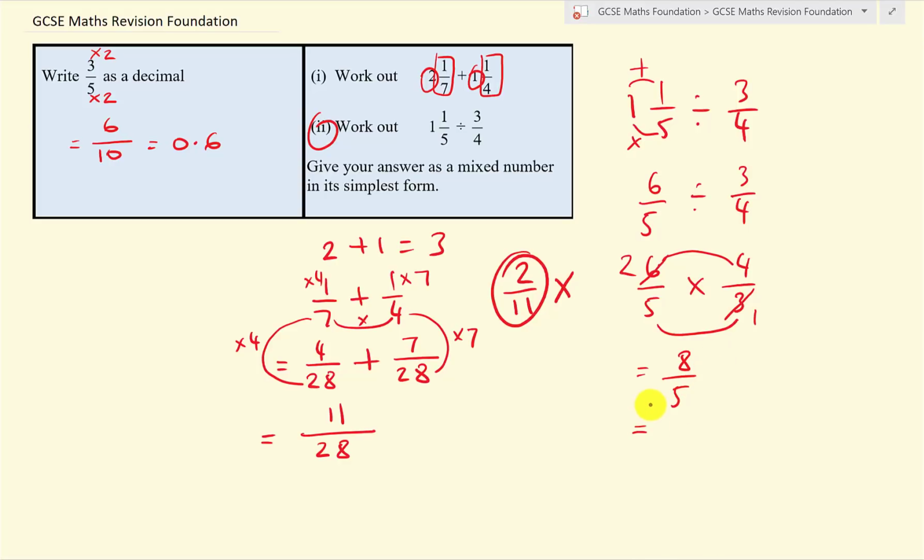And don't forget to change it into a mixed number, according to our question, in its simplest form. So 5 goes into 8 once, 3 remainder, and the denominator stays the same.